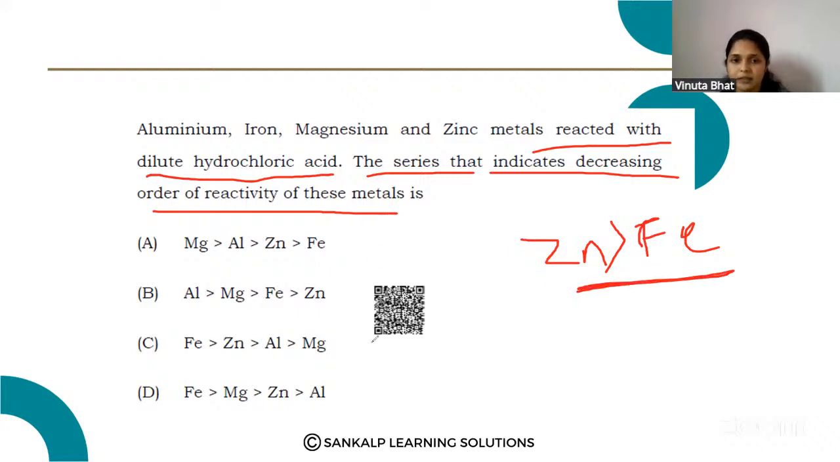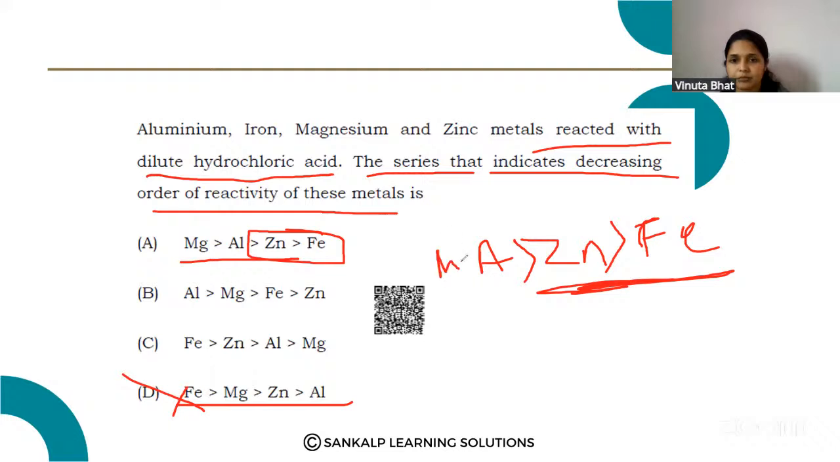We know that, so this one is not correct, because zinc has more reactivity than iron. You know that aluminium and magnesium have more reactivity than these two. So the correct answer is magnesium, which has the most reactivity, then aluminium, zinc and iron. Option A is the correct answer.